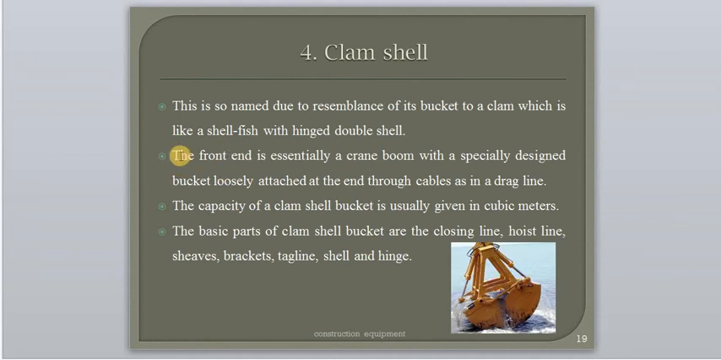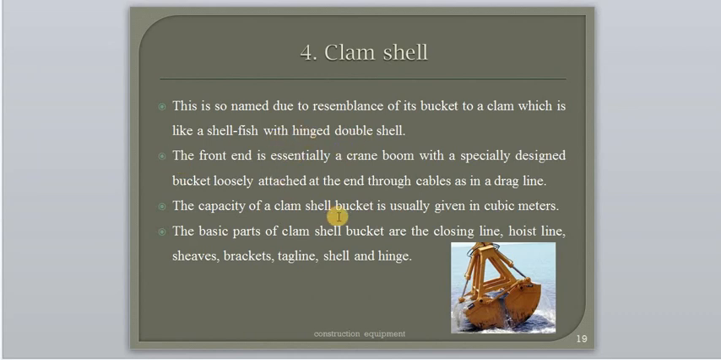What is the next point? The front end is essentially a crane boom with a specially designed bucket. Here there are two shells, and it is hinged at the top, so it is referred to as a two-hinged double shell.